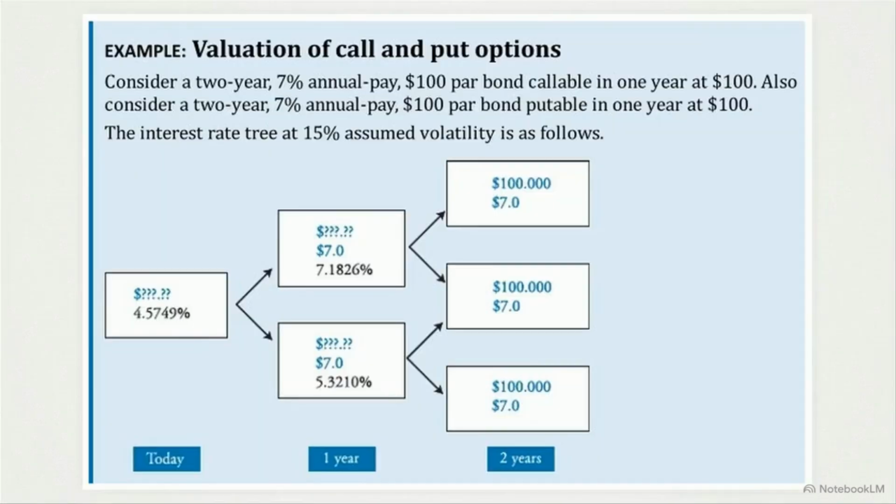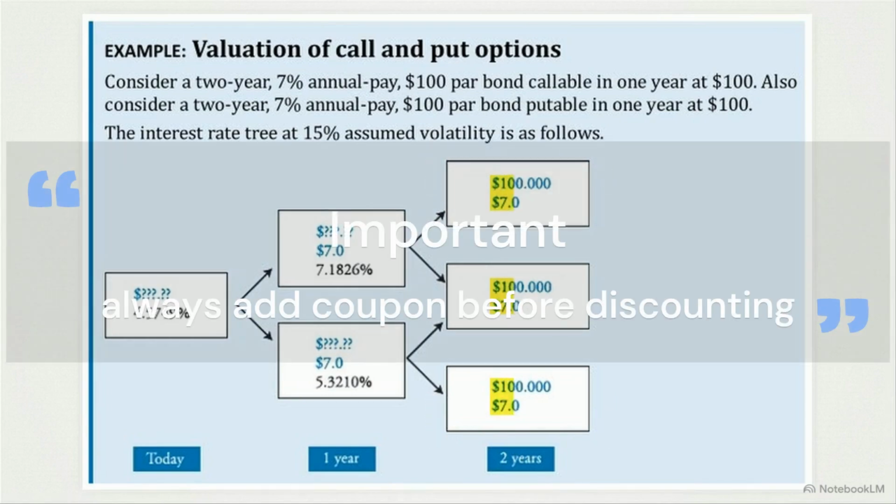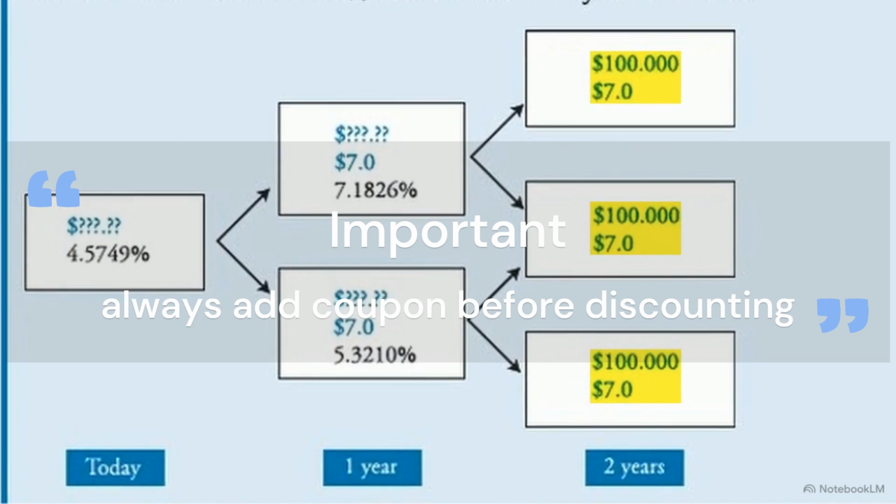This 2-year interest rate tree for a 7% $100 par bond is our baseline. We calculate this straight bond's value using backward induction, discounting from the right side back to today. Always add the coupon payment to the node before applying the discount rate.